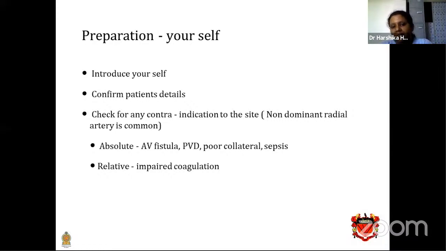arteriovenous fistula, peripheral vascular disease, patients with poor collateral supply where we can't do any arterial samplings, and also impaired coagulation, like very low platelet counts and also very high INR values, where you can't puncture an artery because it wouldn't stop bleeding if the patient's coagulation is already impaired. So in such an instance, as you are starting your career, please don't do any arterial blood gas samplings in those patients, but please seek senior advice on such patients.